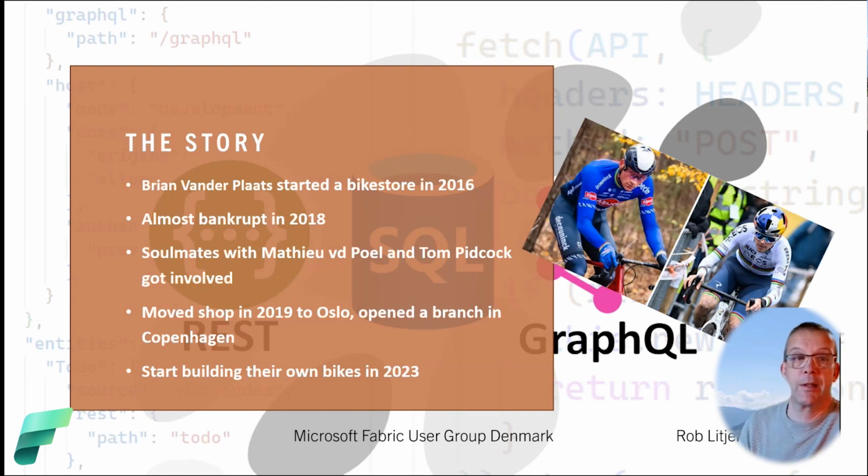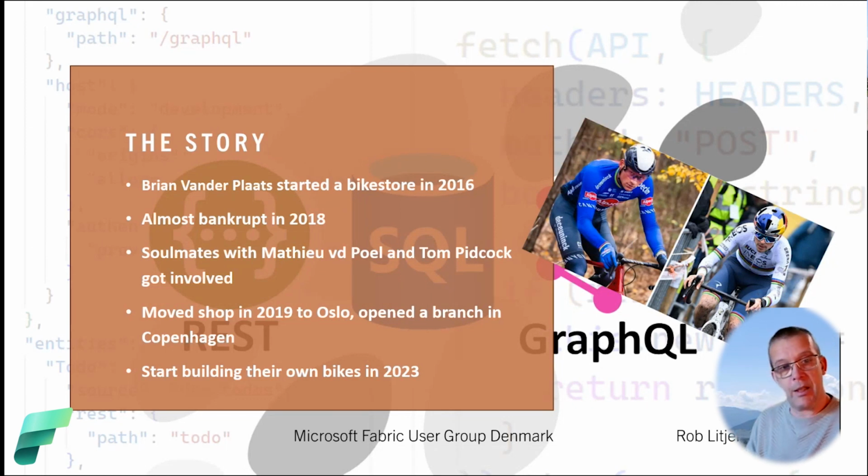Brian van der Plaats started the bike store back in 2016, and it went really well for 2 years. He bought a lot of bikes. Then 2018 came, and he almost didn't sell any bikes anymore for some reason. He was soulmates with Mathieu van der Poel and Tom Pidcock, both very well known, and they got involved a little bit and said, okay, we can help you.